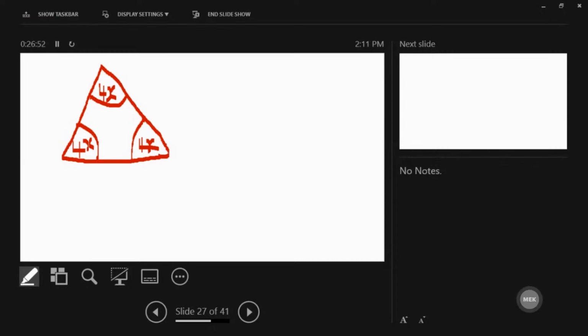So Trevor says it's an equilateral triangle. What are the features of an equilateral triangle? How do we know an equilateral triangle when we see one? Ngozi says it's an equilateral triangle. It has 3 equal sides.